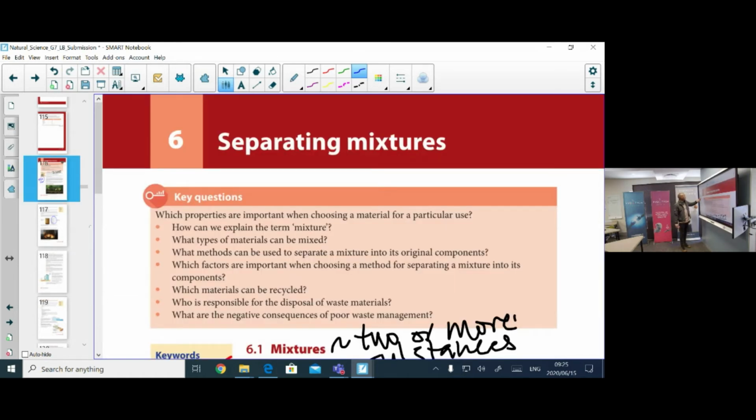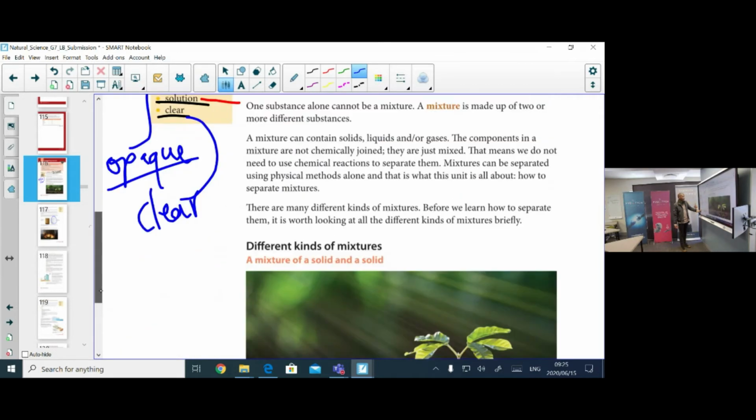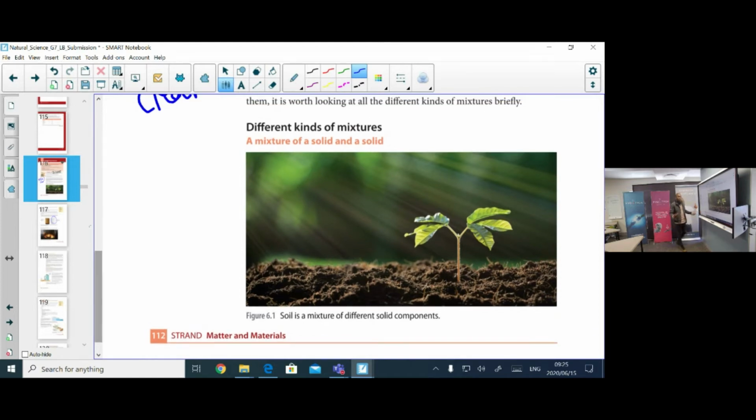So let's look at different types of solutions that we have, right? We have different ways or different substances that we can mix together. And when mixing these together, we find different things coming out. Let's start off with mixing a solid and a solid. What happens when we mix two solids together? We find ourselves with one new substance that is now a mixture of two independent substances, right?